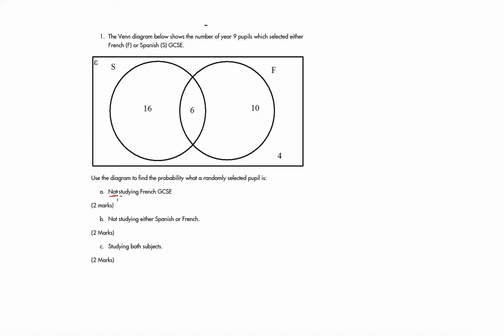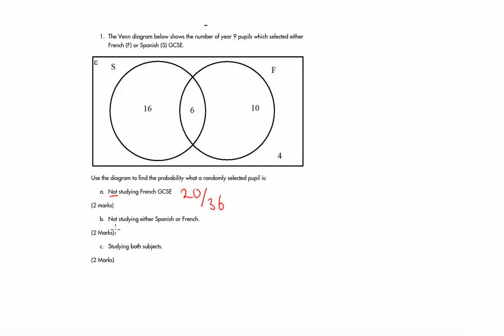Okay, so let's have a look. Part A, not studying French GCSE. Okay, so everybody in this circle studies French, so everybody outside of it doesn't study French. So we have the 16 and the 4. So there's 20 people who don't study French, and that's out of the total, which I believe is 36.